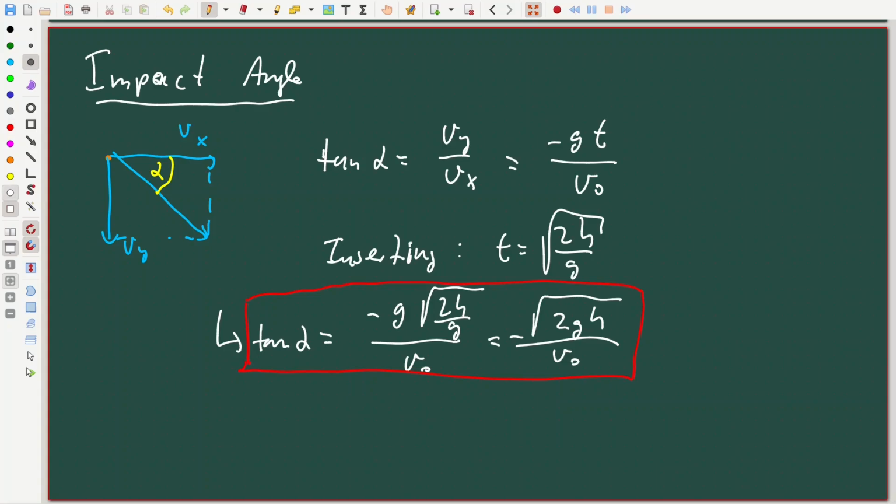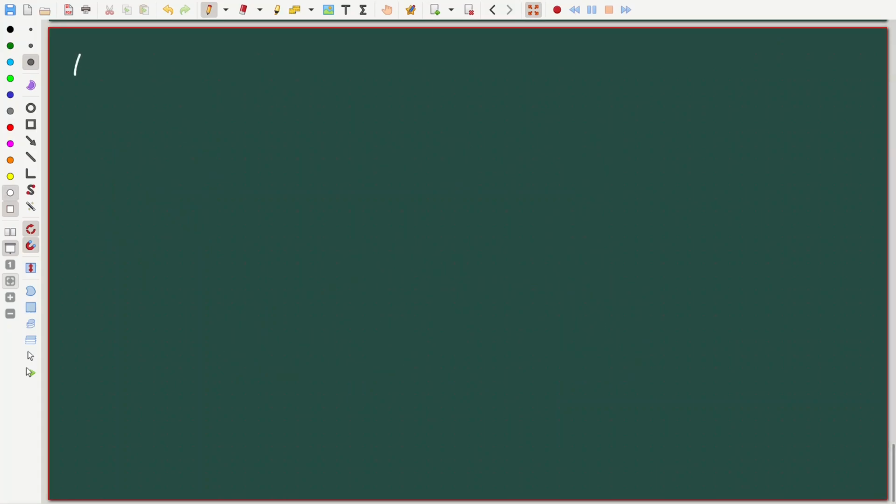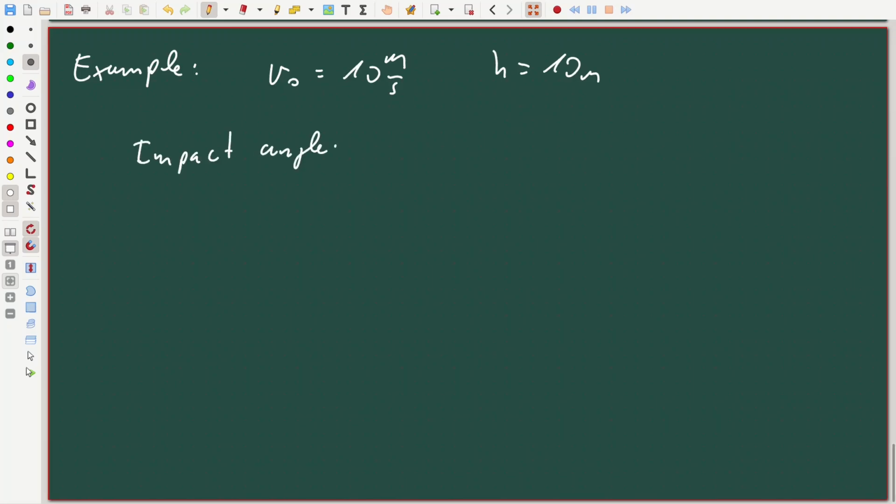We can make an example, as always. What we can do is again take our initial speed as 10 meter per second and our height as 10 meter, the same example as we have used before. Then our impact angle would be given as alpha i, equal to the inverse tangent. And we can actually ignore the minus sign in front, just to make it easier. It will lead to the same result. So we can write here the square root of 2gh divided by 20. This is our formula that we have stated before.